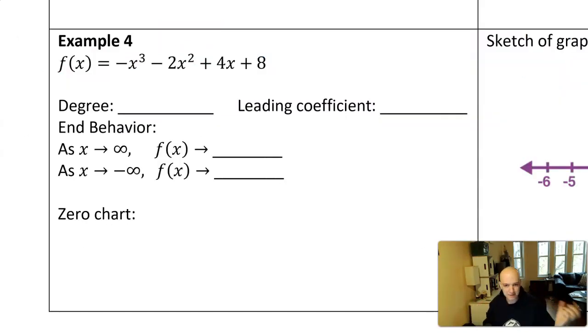Let's flip to the back of this sheet. The very back, very bottom of the sheet, if you printed it out, there's example 4. Negative x cubed minus 2x squared plus 4x plus 8. That is a polynomial. And let's just for now write the degree and leading coefficient. So the degree is the highest exponent. That's 3. So the degree of this is 3. And the leading coefficient is whatever's multiplied to that term with an x cubed. And in this case, it's negative. So that's going to be negative 1. So the leading coefficient is negative 1.